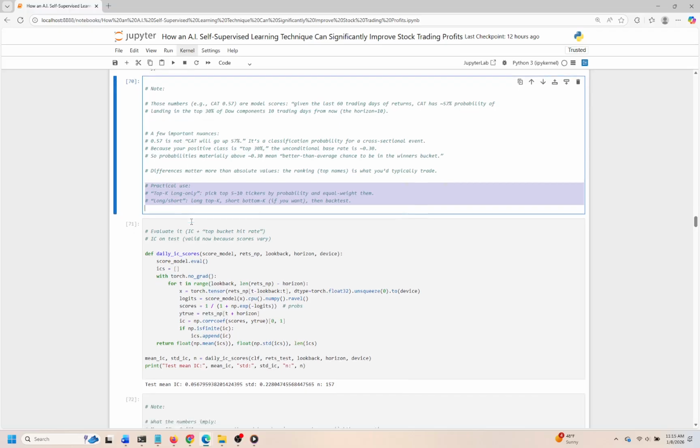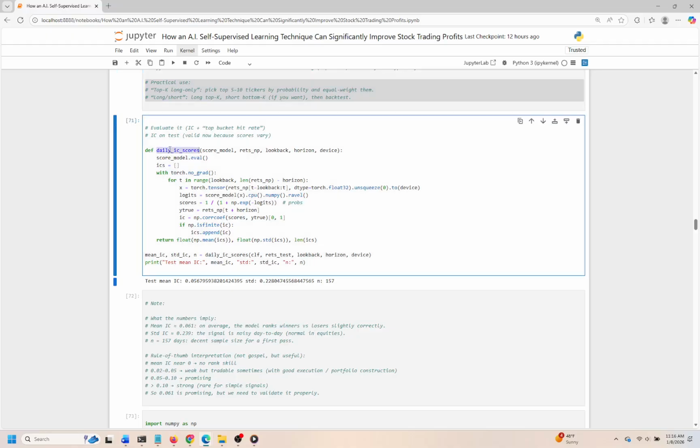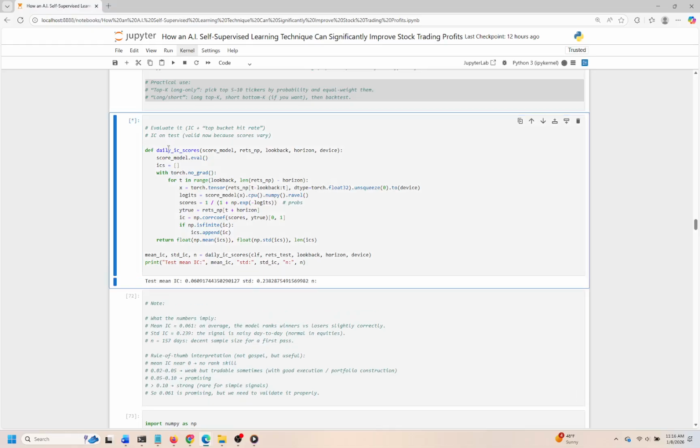Cell 11. In this code cell, we're diving into a crucial evaluation of a scoring model by calculating the daily information coefficient, often referred to as IC. Understanding how well our model predicts outcomes is central to validating its performance, and that's precisely what this function aims to accomplish. The function named daily IC scores takes in the scoring model, return data, a look-back period, a forecast horizon, and the device for computation.